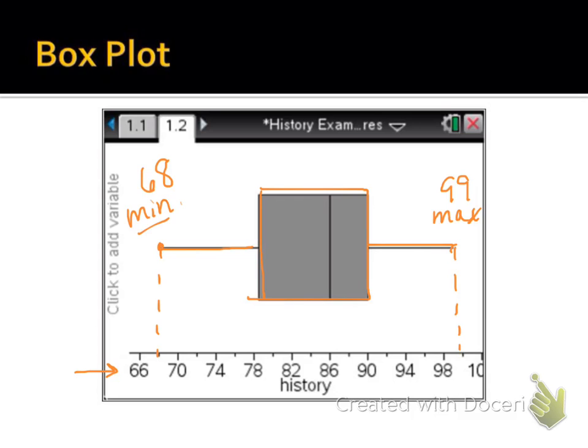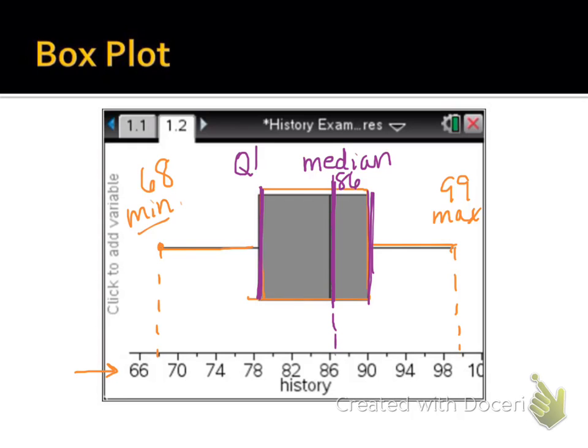Okay, now this line right here that we're seeing is at 86. Now it would appear that that would be there because of it being the mode, but it's not because of the mode. It's because this line is our median. So our median appears to also be at 86 in this set of data. Okay, so now what are these two lines? What do they represent on either end of the box?